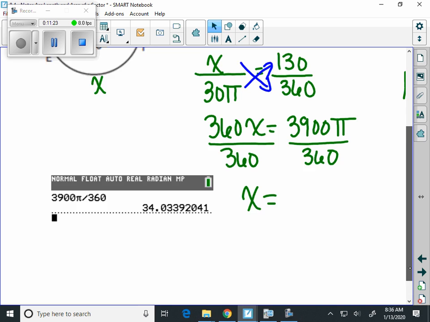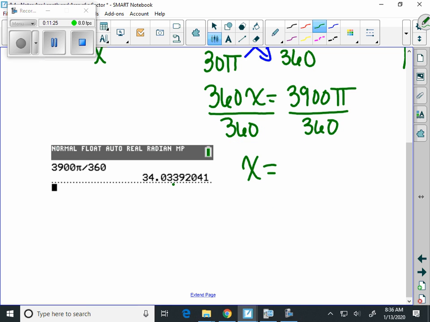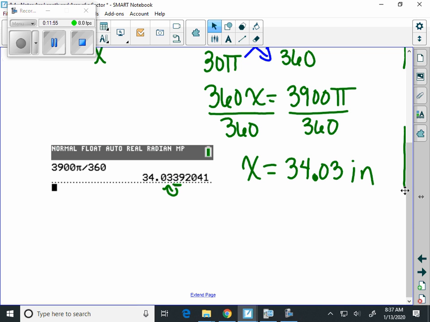Again, when we're rounding to the nearest hundredth, we're looking at, in this case, the second 3 to determine what to do to the first 3. And that means it's going to be 34.03. Our units are inches. The second 3 is less than 5, so that first 3 is going to remain the same. If that second 3 was 5 or higher, then we round up. So there is circumference and length.